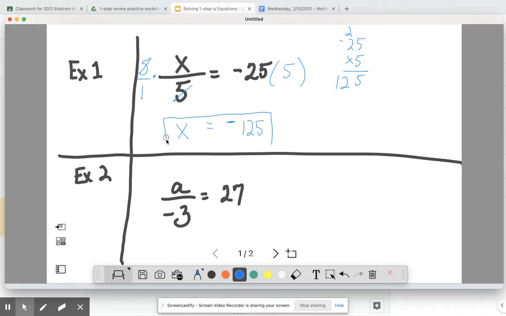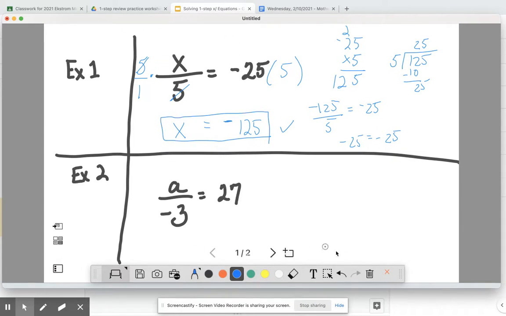This is our solution. We will check by substituting, evaluating, plugging it in. Negative 125 divided by 5, does it in fact give us negative 25? Negative divided by a positive is a negative. We want it to equal negative 25. 125 divided by 5 gives me 25, that's correct, negative 25. So our solution is correct.